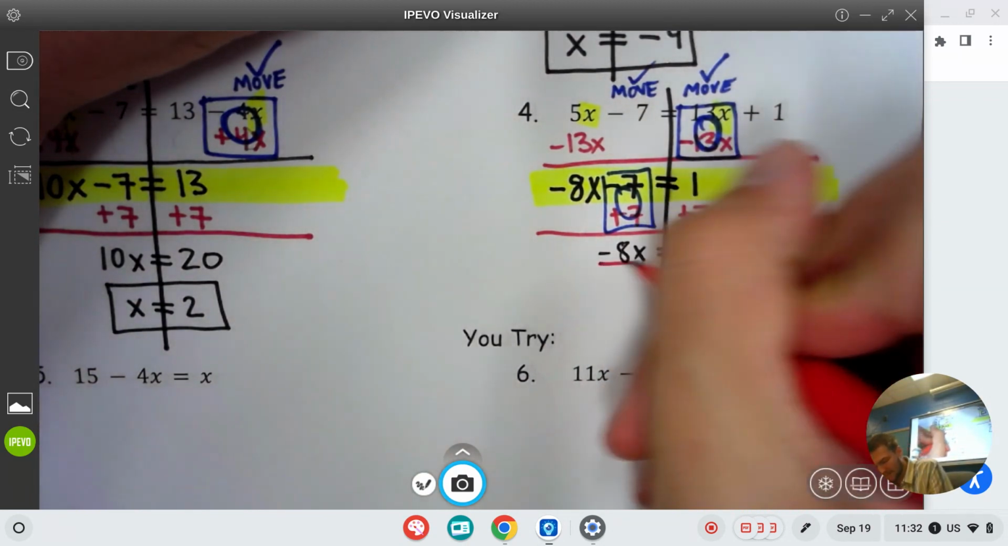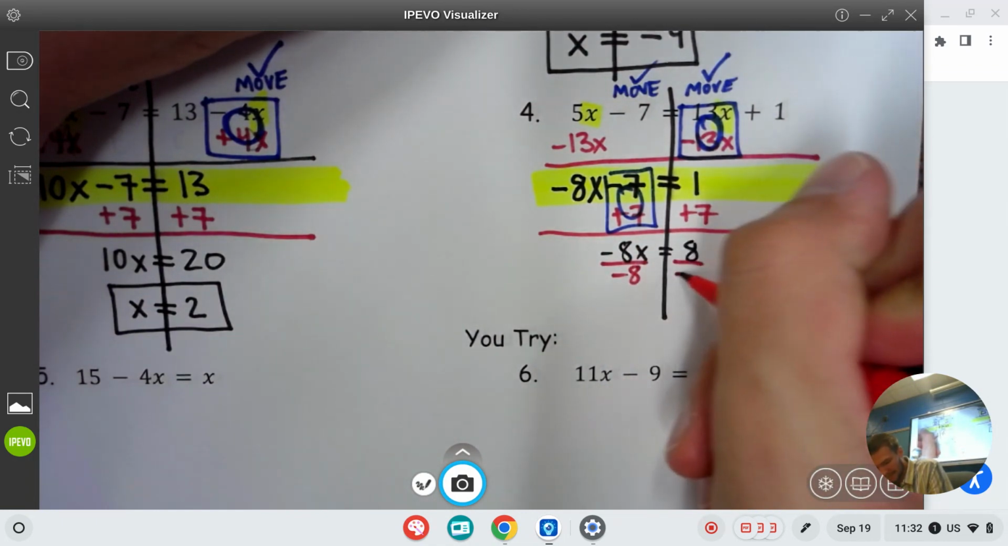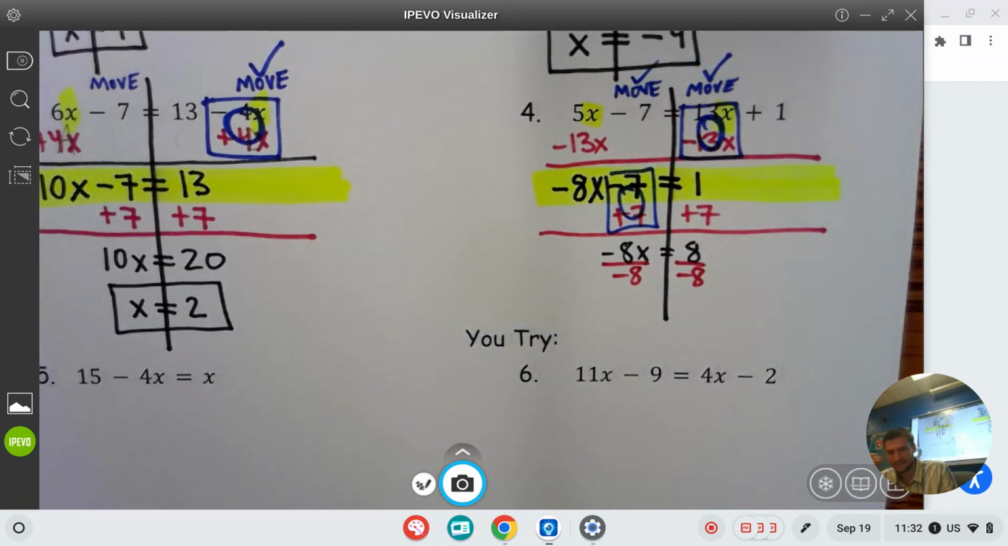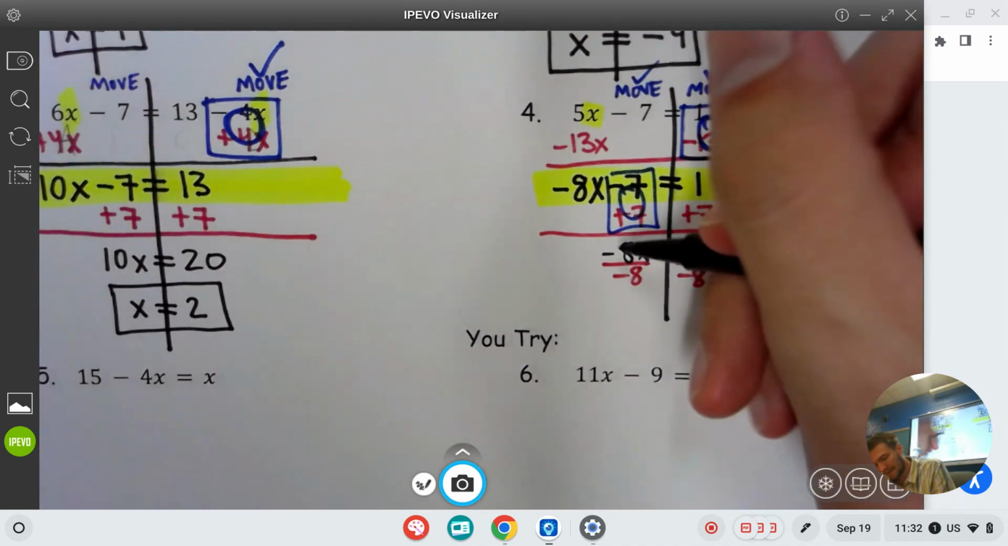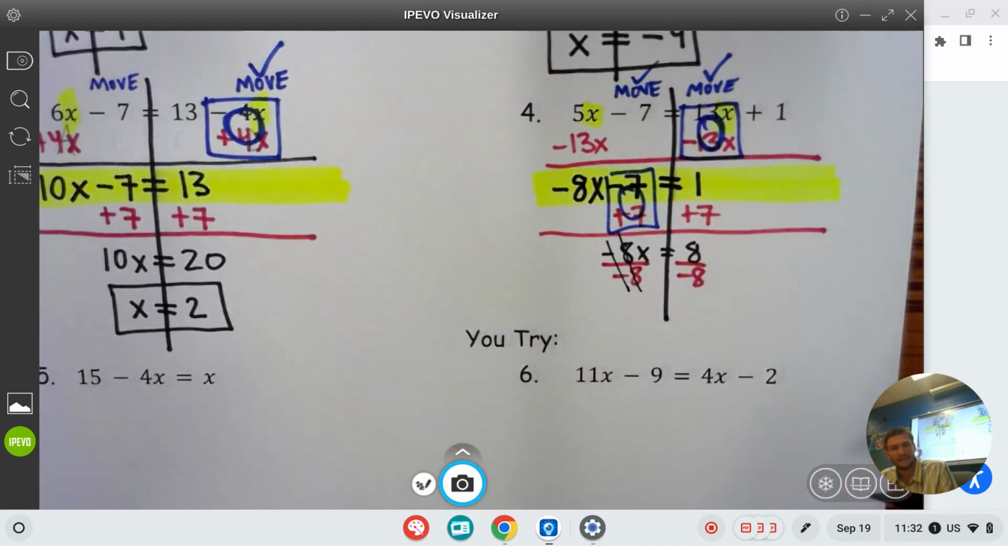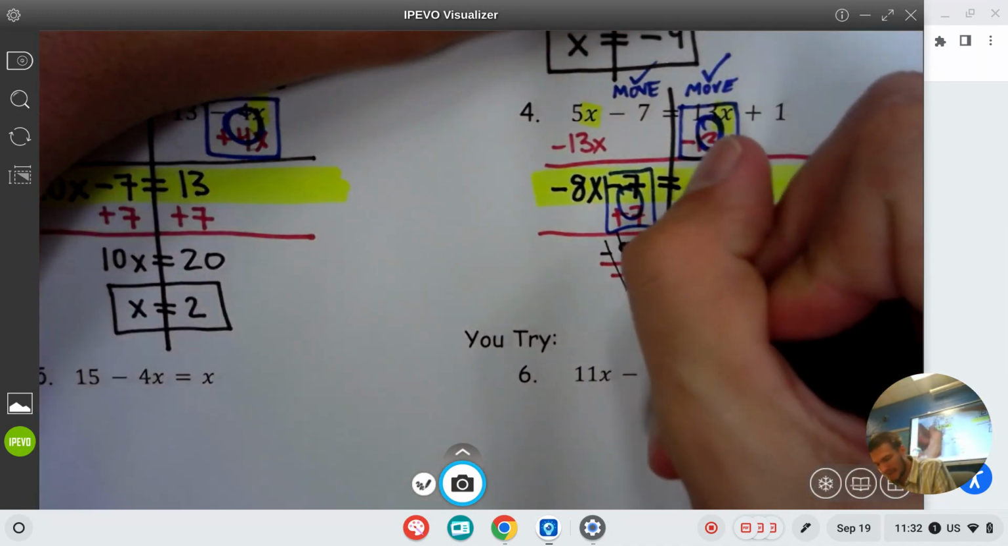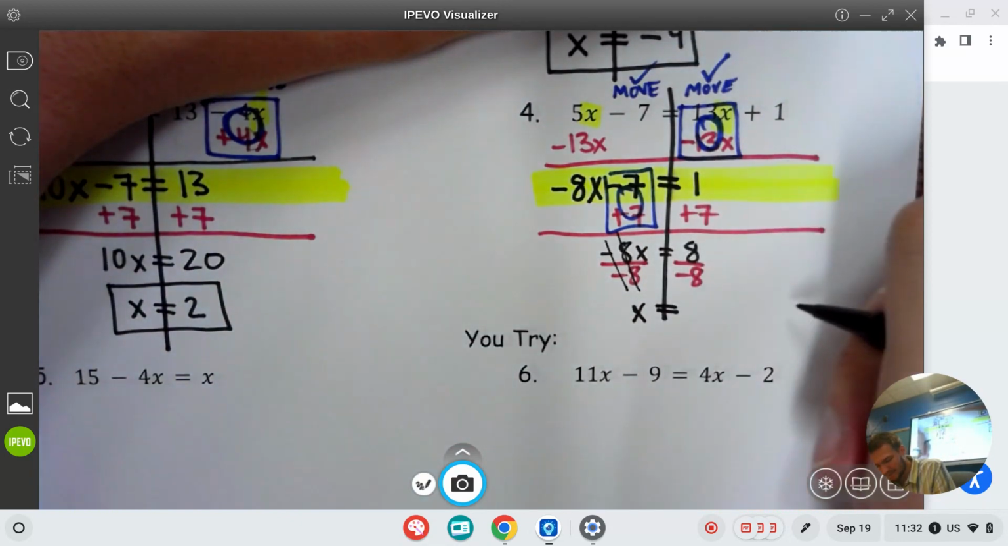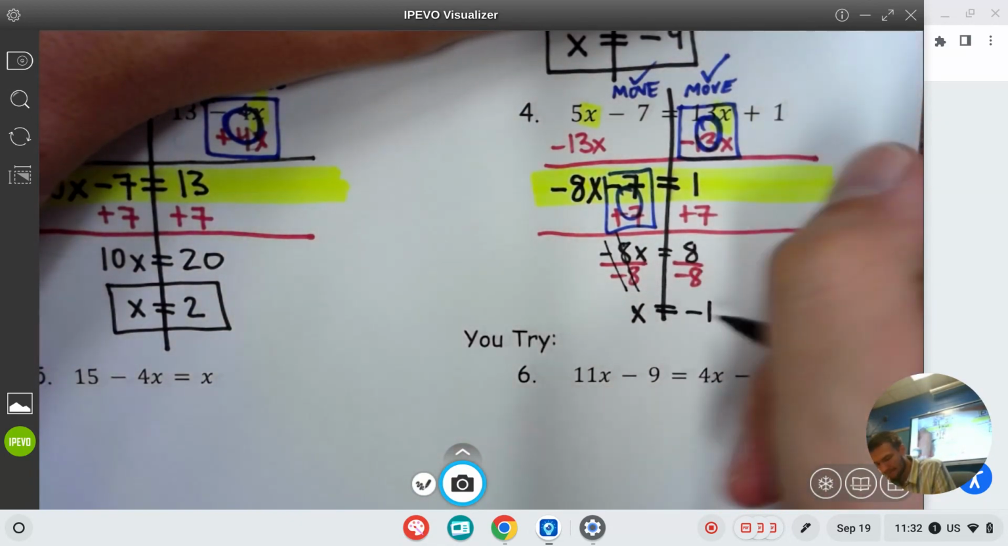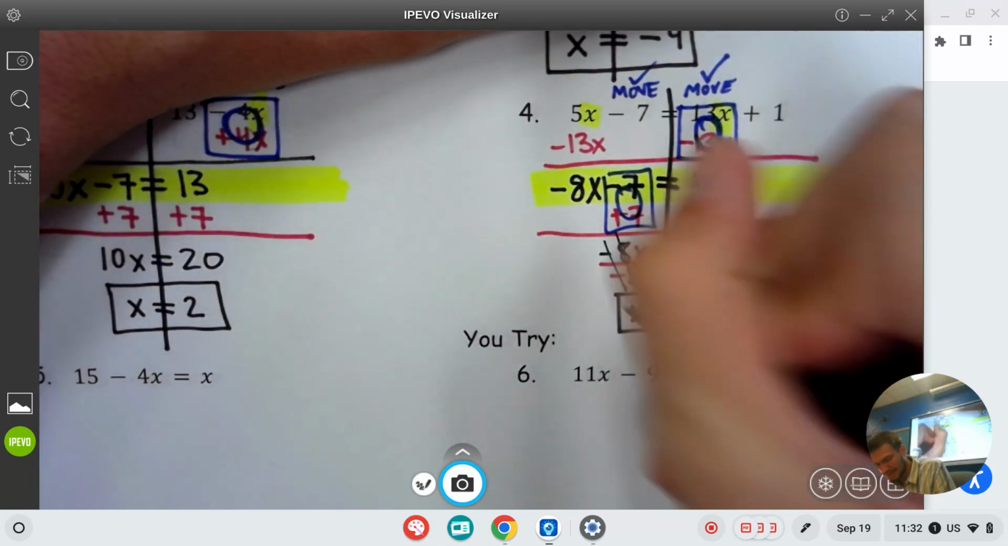We're going to finish with a divide. Remember to divide by -8. That way the negatives and the 8s will cancel out. Answer is going to be x equals, anybody got it? -1, nice job. I heard you say it.